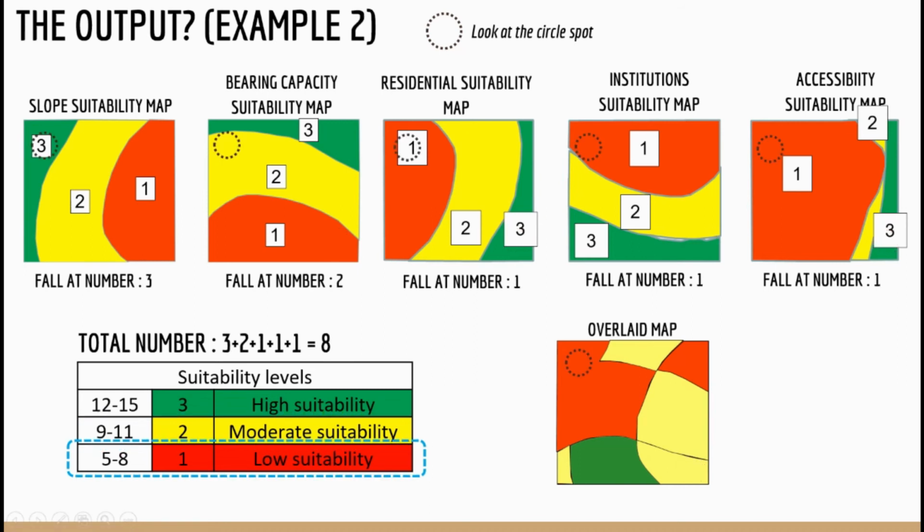So for the second example, let's look at the left and right map. Okay, the first circle spot falls at number 3. The second map falls at number 2. Okay, yellow 2. This one falls at number 1. The institutional suitability map falls at 1. The accessibility suitability map falls at 1. So when we add 3 plus 2 plus 1 plus 1 plus 1 equals 8. So 8, between 5 to 8, is low suitability. That's why this map, where we look at the circle spot, is red.